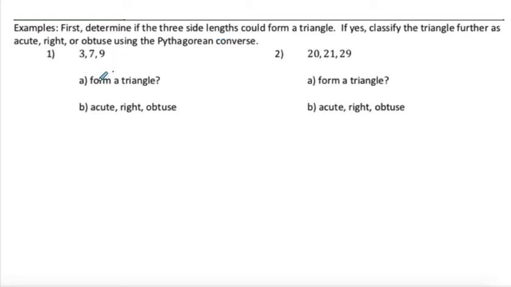All right, so the first thing we check is, does it form a triangle? That is, A plus B has to be bigger than C. Then we check to see if it's acute, right, or obtuse. That's where we square it. So the first thing I'm checking, does it form a triangle? 3 plus 7, is that bigger than 9? Is 10 bigger than 9? We have a triangle. What kind of triangle?